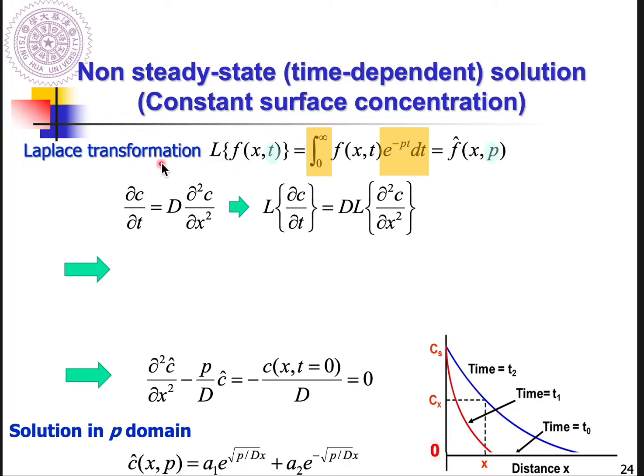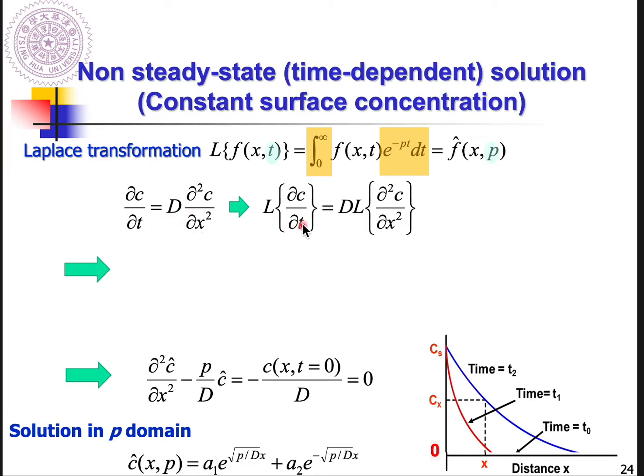So now we want to try to use this Laplace transformation to deal with the diffusion equation. First of all, we need to Laplace the left-hand side and also Laplace the right-hand side. Then we solve the differential equation for C hat in the p domain and use some technique to convert this solution back to the t domain. Then you can get the solution C as a function of x and t. So this is the full picture.